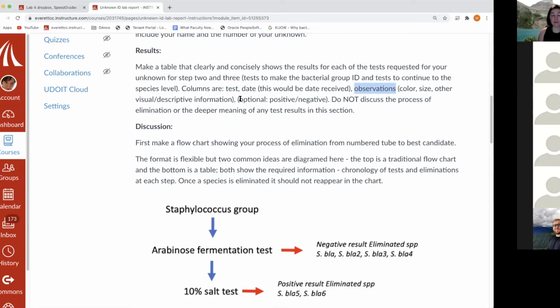And then if you want, have a final column, you could have positive or negative, but don't put anything in here like this says that the organism has the enzyme catalase, or this makes this organism an anaerobe, or, you know, these are all interpretations. So observations only, and if you really have to have some kind of extra thing in there, positive or negative is accepted.